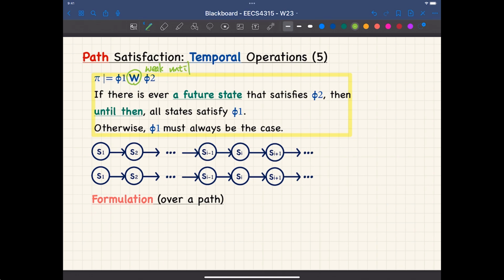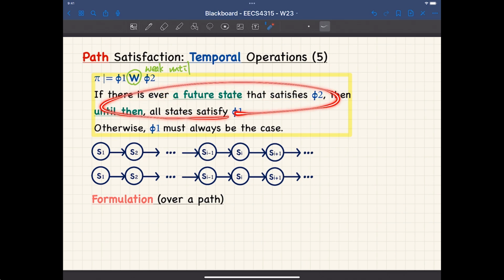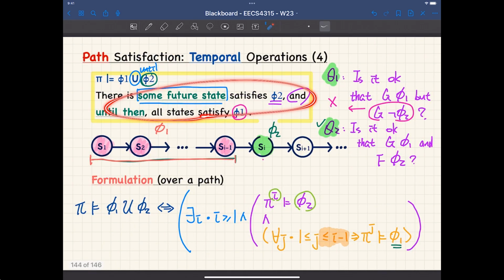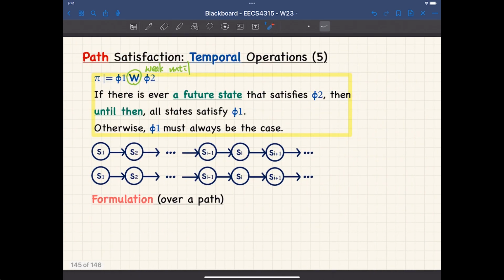Weak until operator. If there's ever a future state that satisfies phi 2, then until then all satisfy phi 1. This part here is exactly the same as what we wrote over here. However, otherwise, that means there's another possibility: phi 1 must be always the case. This kind of tells you that the answer to one of the two questions I posed to you will be different for weak until. I will get there. So now let's talk about these two possibilities. Let's say this is possibility number 1, and possibility number 2.